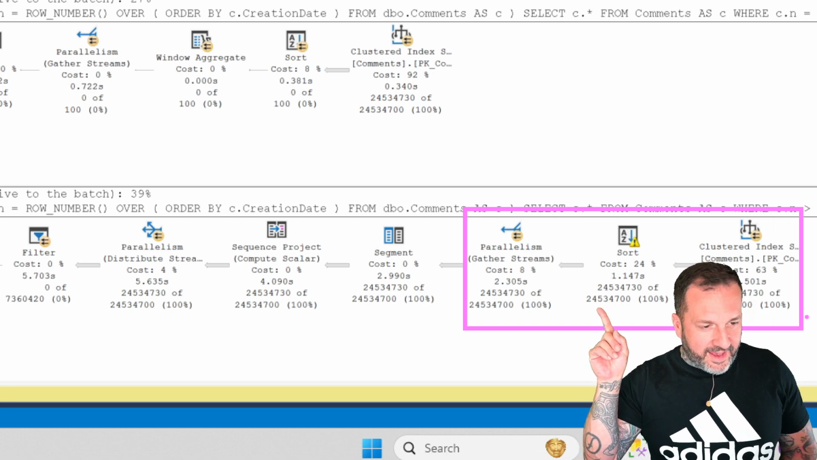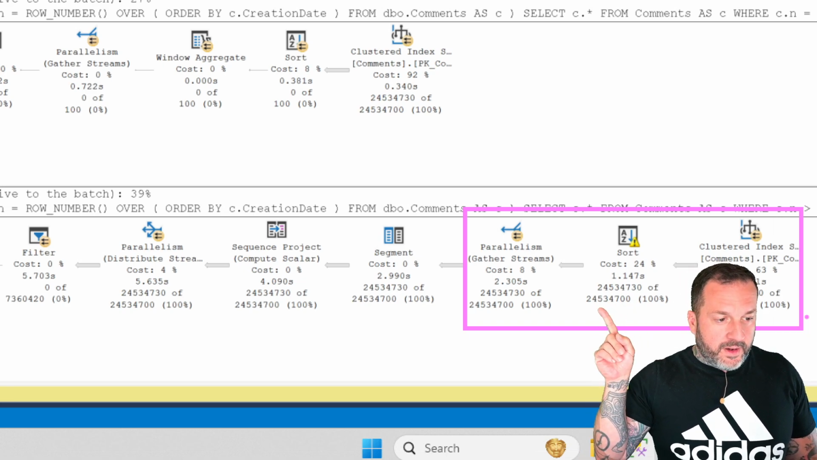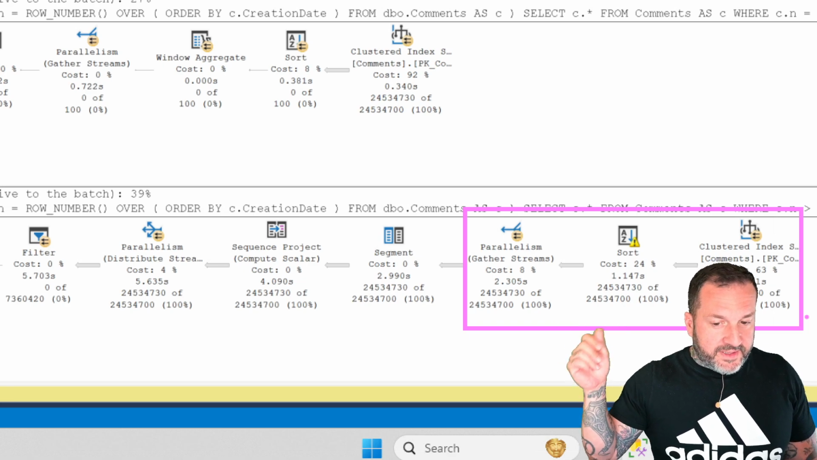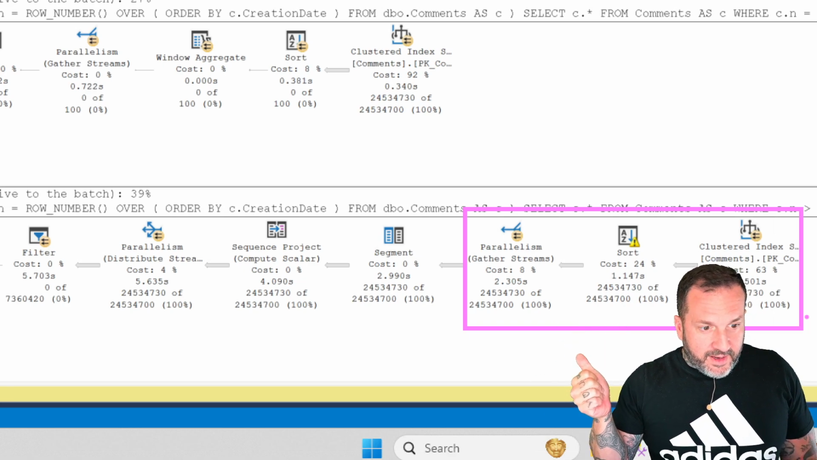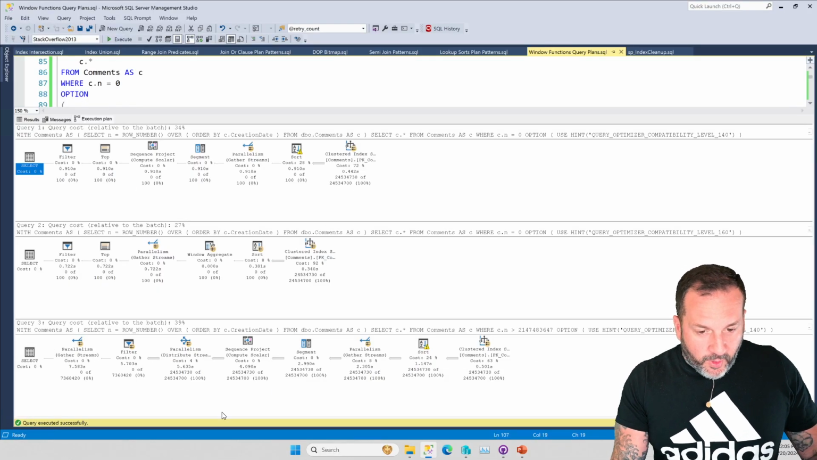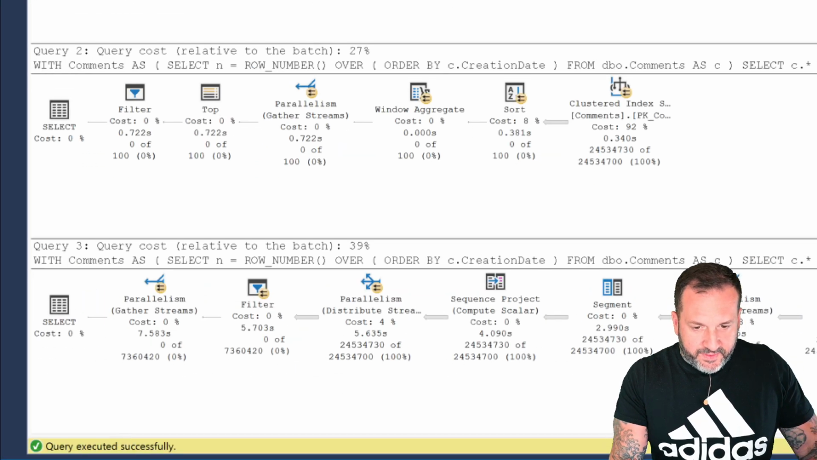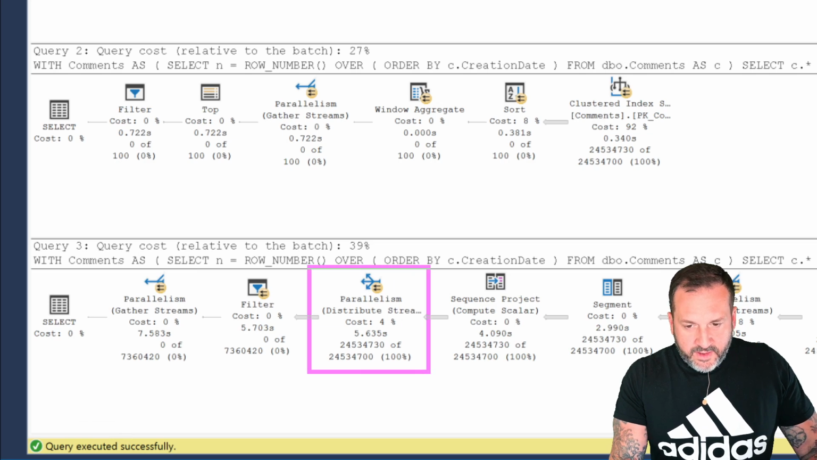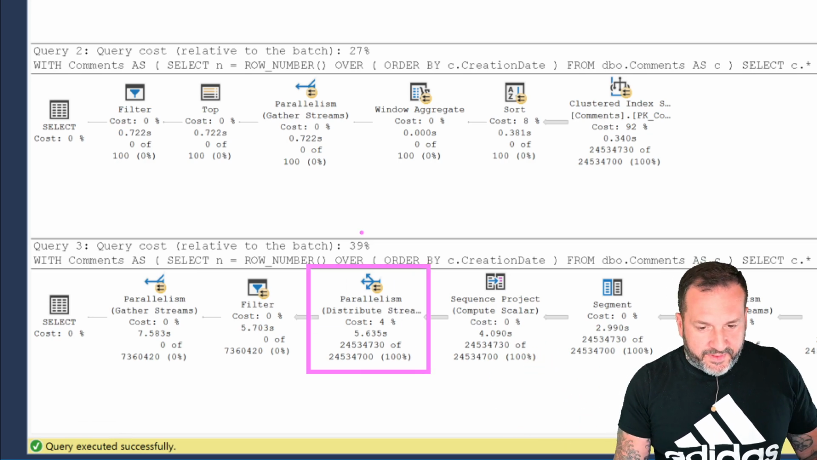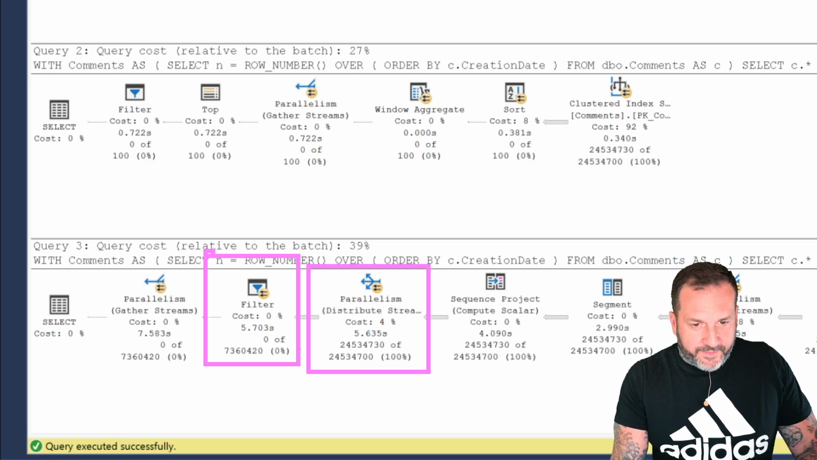The clustered index scan. Then we sort. Then we gather streams. Then we segment. Then we sequence project. And then after that, we reopen a parallel zone. We have a distribute streams operator here that puts things back out on parallel threads and then re-filters them.